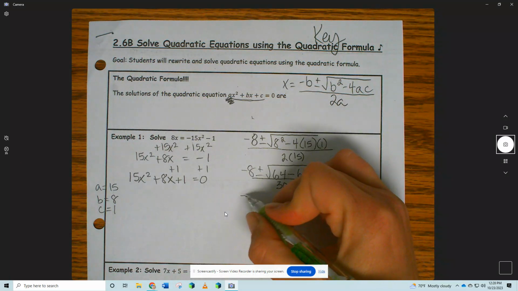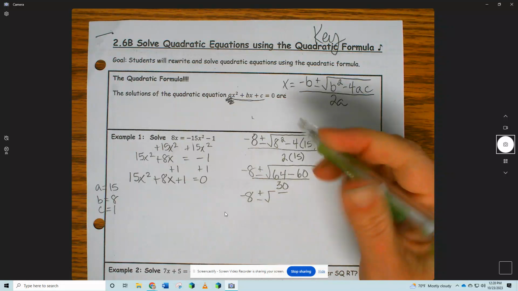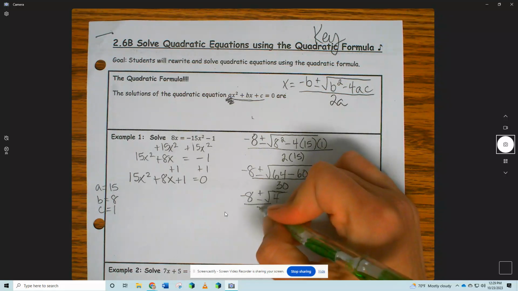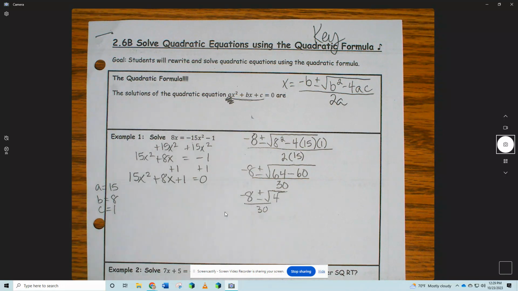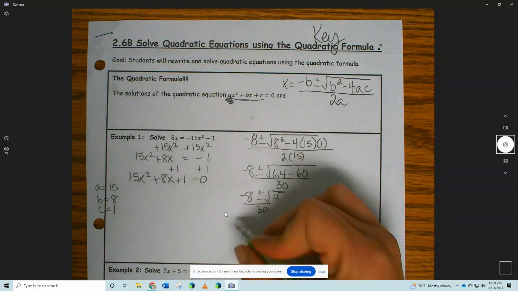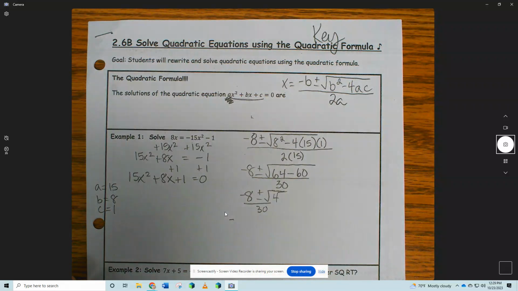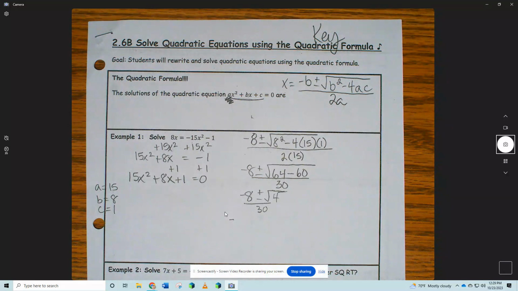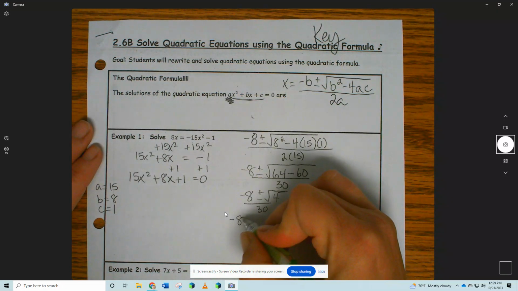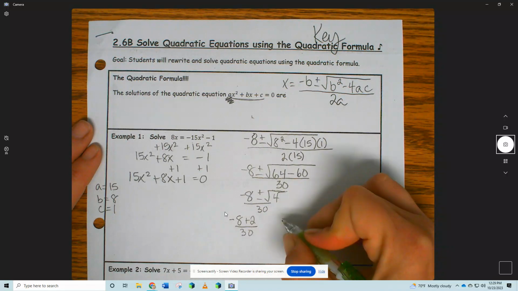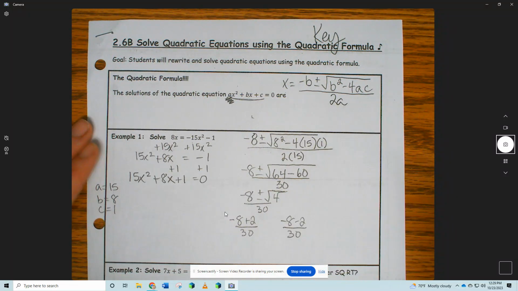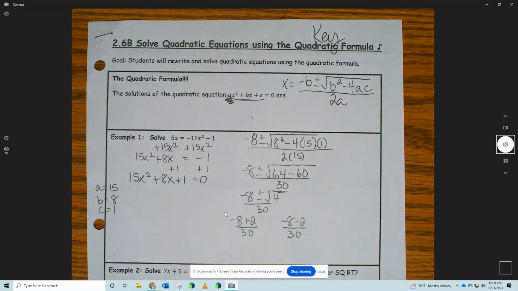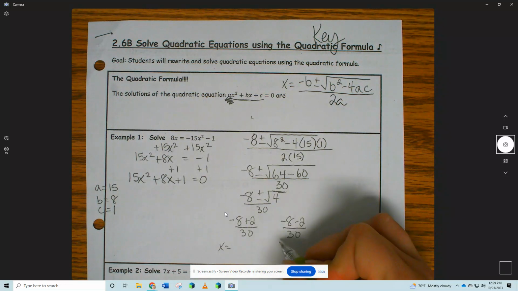Okay. Negative 8 plus or minus the square root of 4 over 30. That's easy. Square root of 4 is what? 2. So it's negative 8 plus 2, negative 8 minus 2. Negative 8 plus 2 over 30, negative 8 minus 2 over 30. And simplify them out. You get 2 answers. Go ahead. Fraction answers this time, which is totally fine.